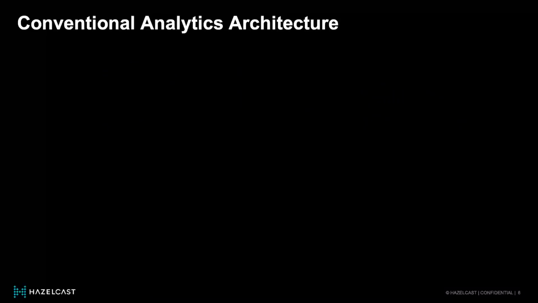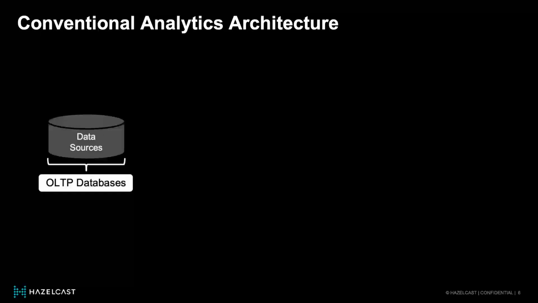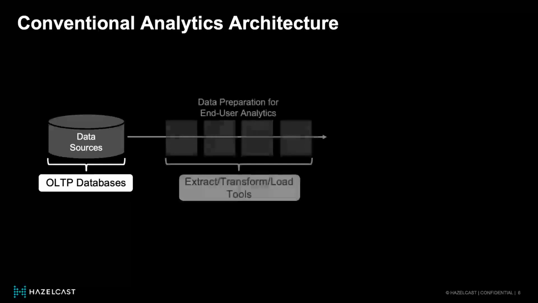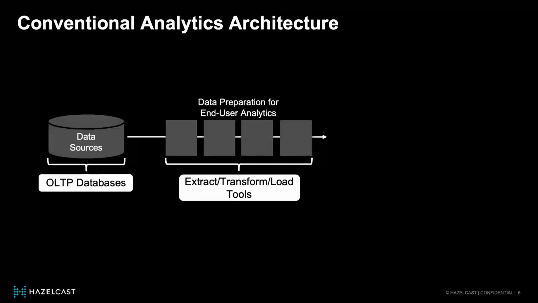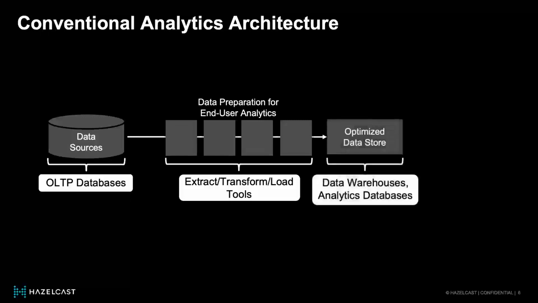So let me talk about a conventional analytics architecture, mostly from a software standpoint. You always start with a data source, like an online transaction processing database. That's the thing that collects or creates the data. Now, we all know that when you want to do analytics on that data, you often have to send it off to some other analytics database, like a data warehouse or a data mart. And so in the middle of this pipeline, you have these extract, transform, load tools, or ETL tools, to modify that data into a format that's more conducive for analytics.